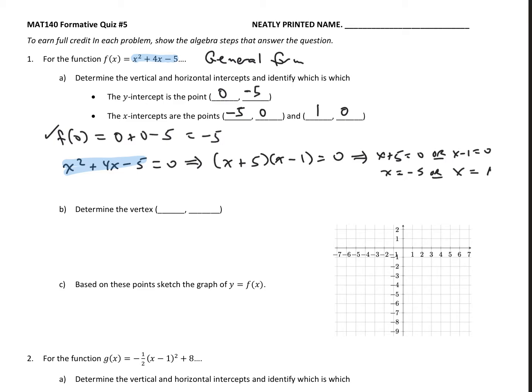So just real quick, while I've got those on there, I'll plot them. So that's (0, -5), that's (-5, 0), and that's (1, 0). So I'm starting to fill in what this looks like. Now the vertex of the parabola happens at the x-coordinate -b over 2a. And for this quadratic, the a is 1, the b is 4, and the c is -5.